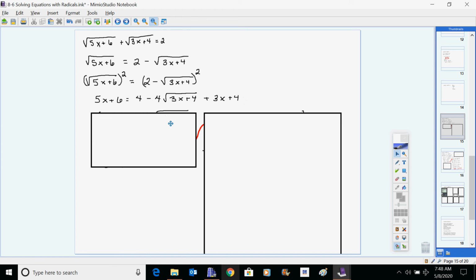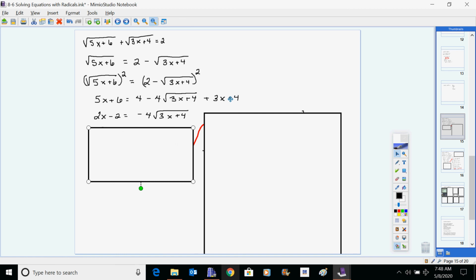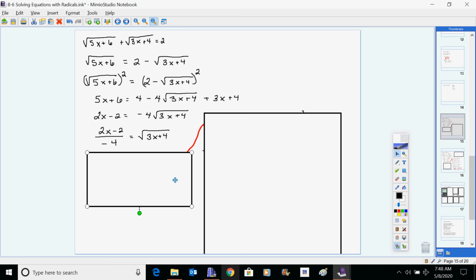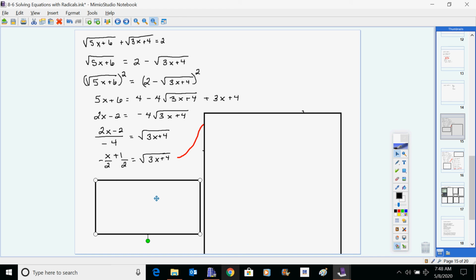After that, I need to try to isolate this new radical. Okay, so I'm going to subtract the 3x and get 5x. 4 plus 4 is 8, so then I need to subtract 8 from both sides and get minus 2. Then I need to divide both sides by negative 4. When I have done that, and I've divided both sides by negative 4, I make this into two fractions: negative x over 2 plus a half.